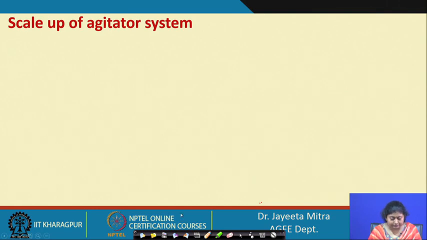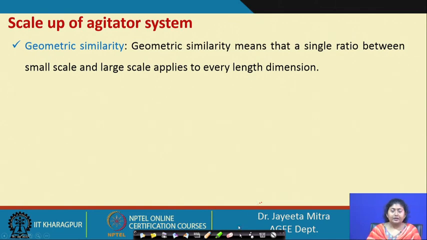Now, the next thing is scale up of agitator system. Suppose in a laboratory scale we are designing a small liquid mixture or agitator. Once we have got all the shape factors and the fluid parameters, and the power requirement calculation is done, if we want to scale up this process for an industrial scale, what should we look for? First, we need to go by geometric similarity.